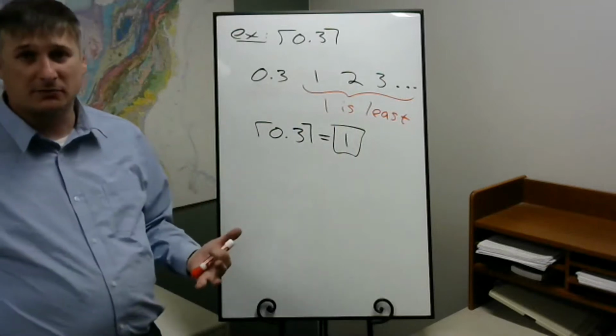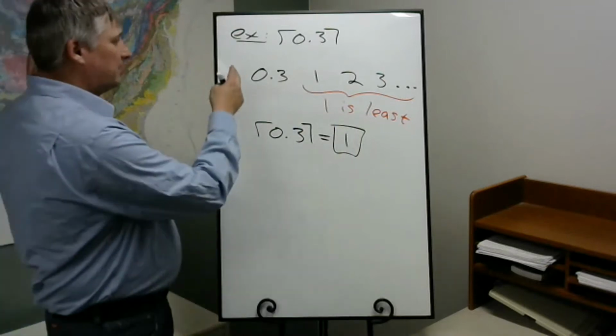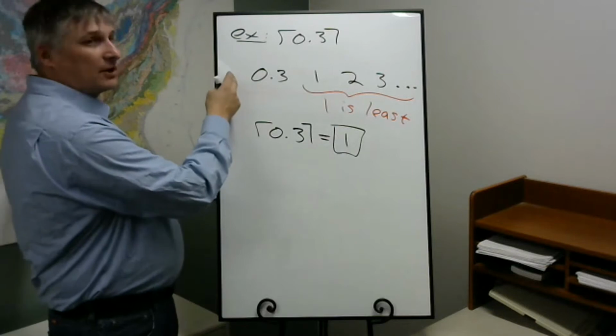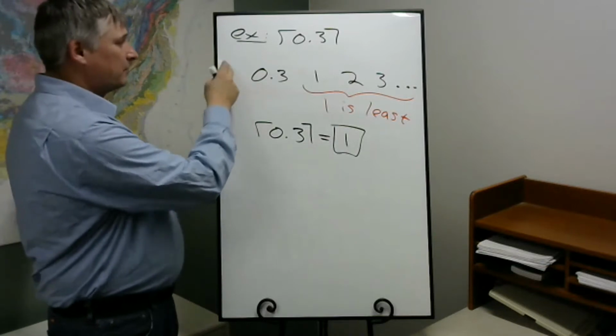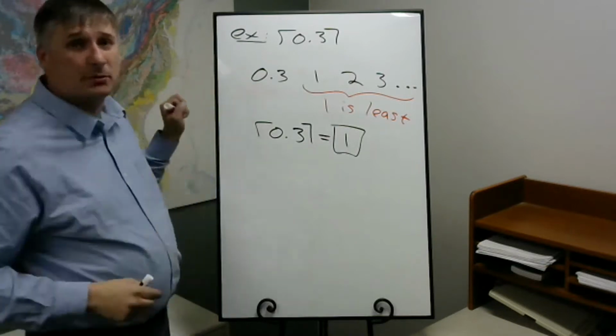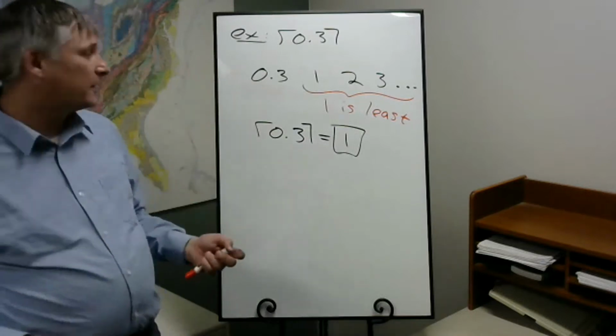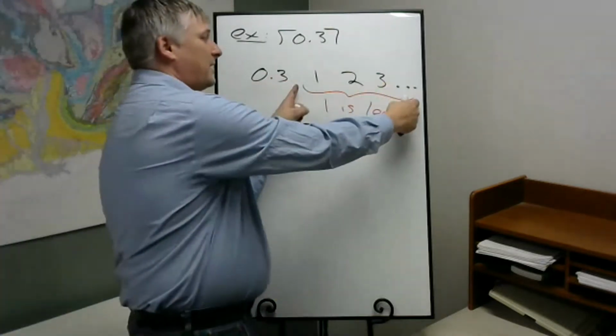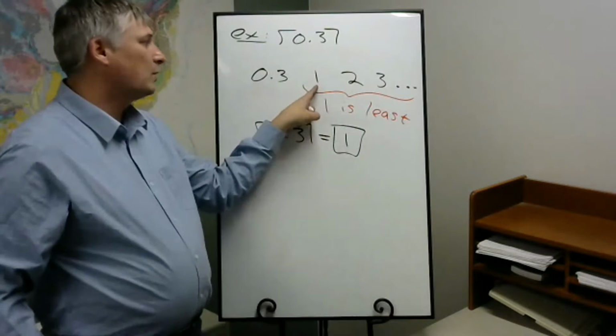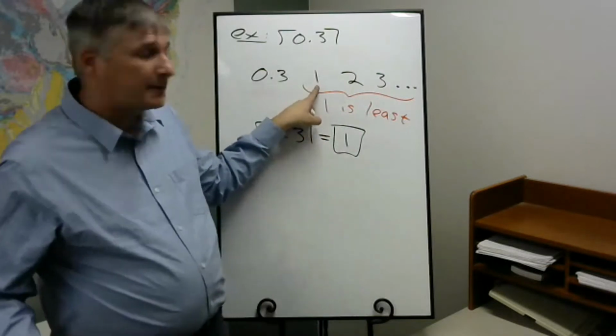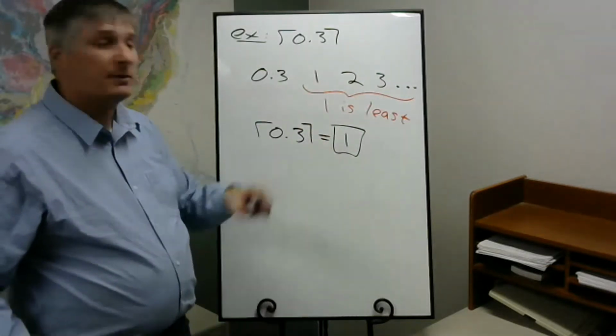Now the greatest integer function, we looked at the integers to the left, and of the integers on the left, the greatest one was 0, or the one closest to 0.3 on the left side. But with the least integer function, we're looking at the integers on this side. We want the smallest one, or the one closest to 0.3, and that's going to be the number 1.